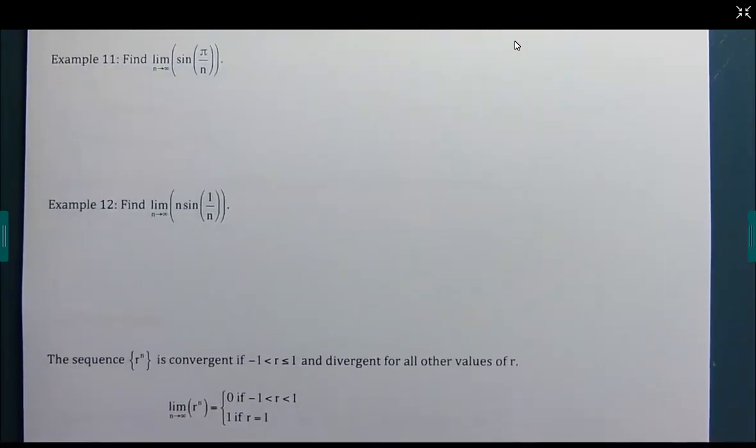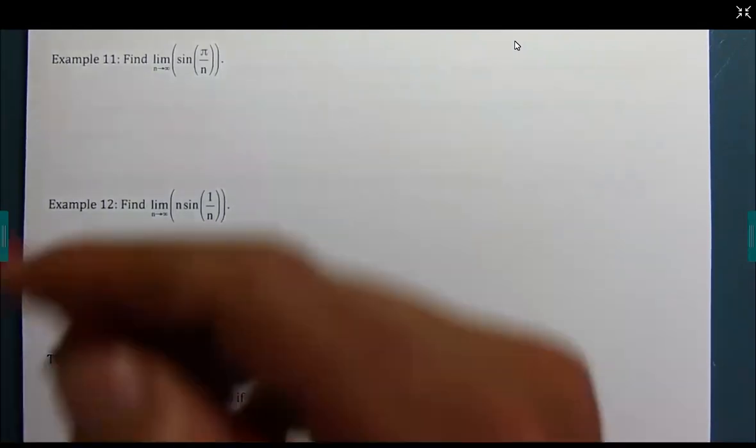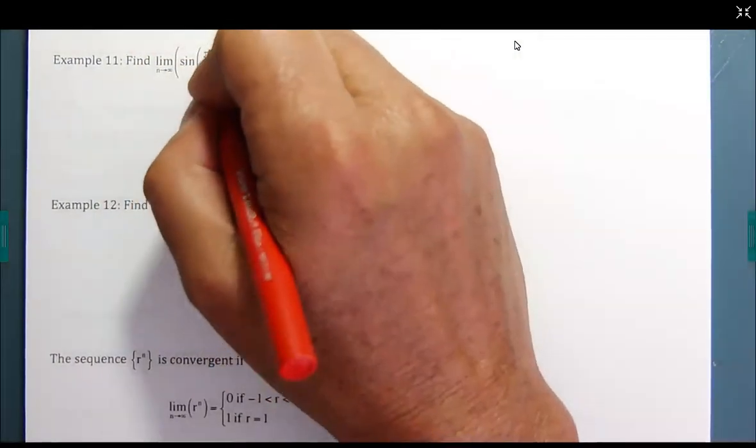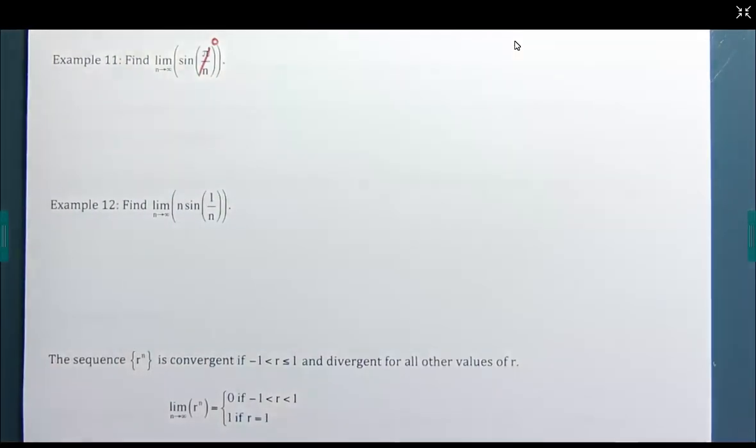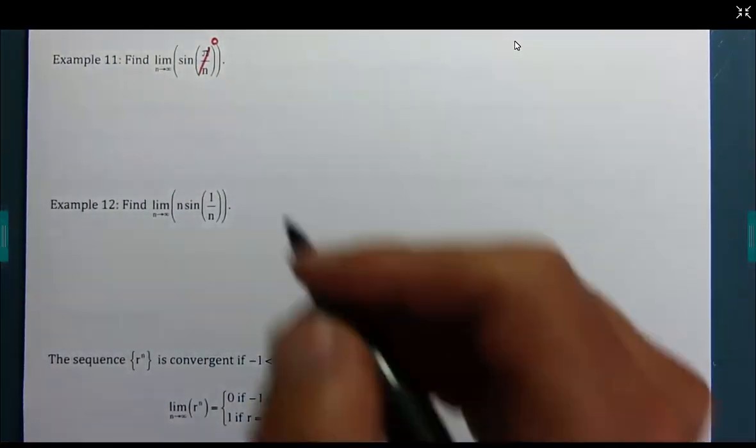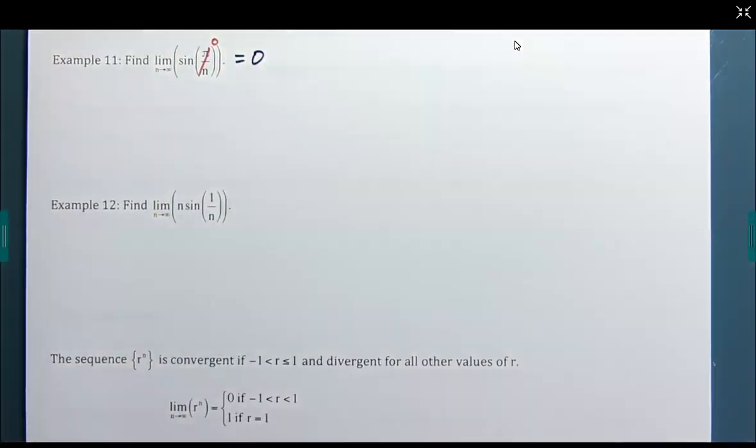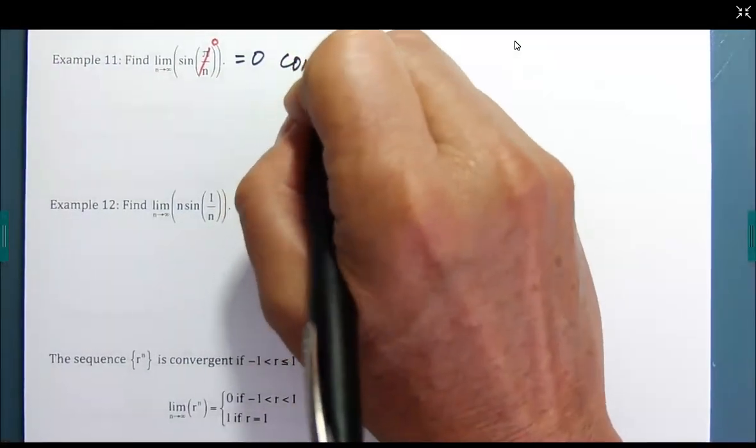Number 11, actually this one's very simple. This limit here goes to zero. And what's the sign of zero? It's zero. So this one is also convergent.